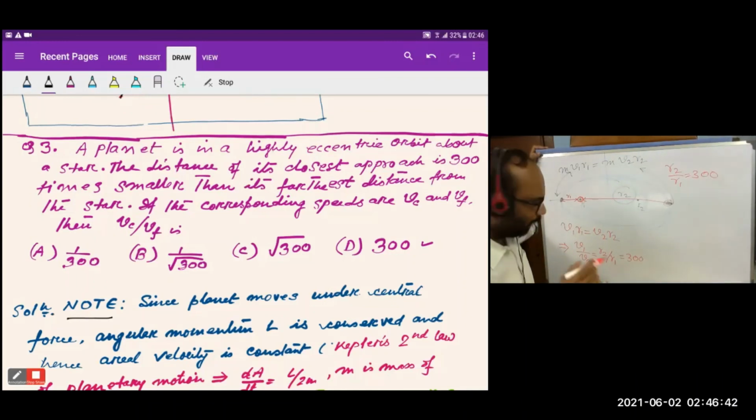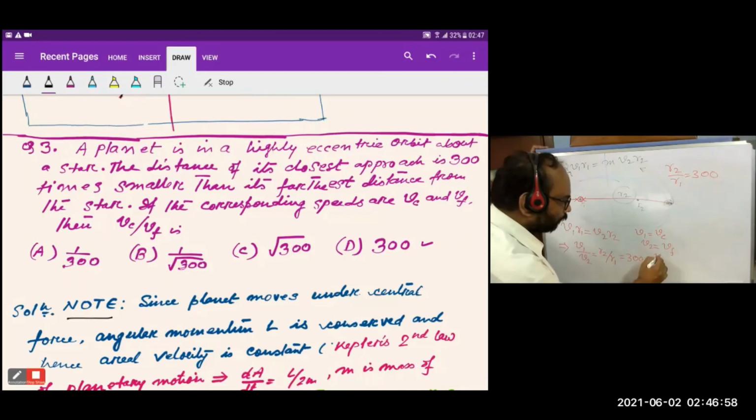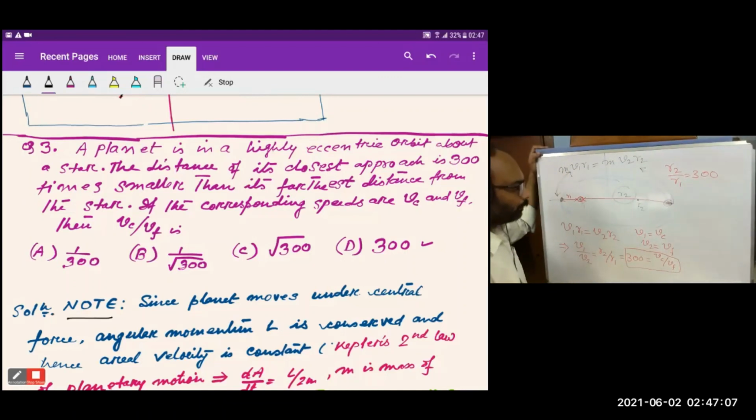V1 here is denoted by Vc, so V1 is Vc and V2 is Vf. So 300 is equal to Vc by Vf. So option D is correct. And you see Vc is equal to 300 times Vf.